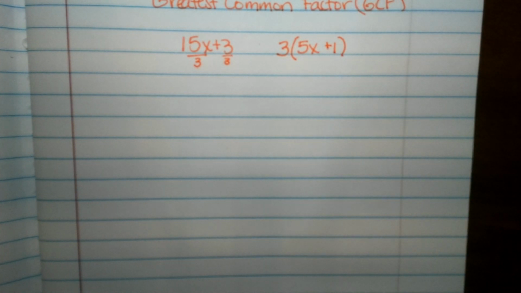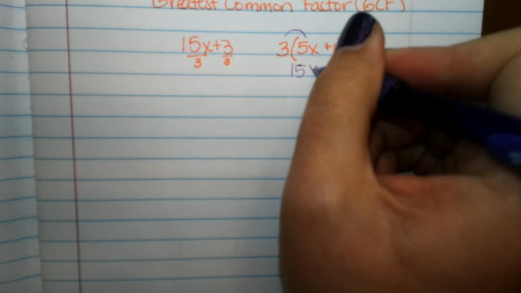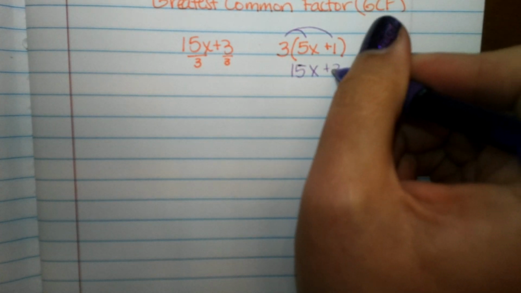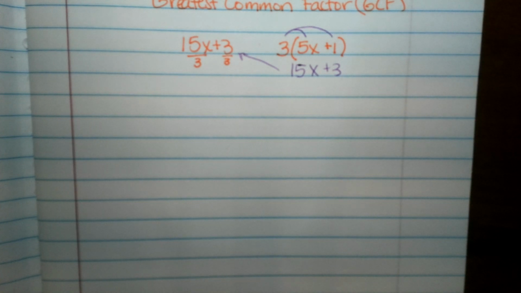Now, double check your work. This is super, super easy. There's no reason you guys should get any of these wrong. So if I take 3 times 5x, I get 15x. And I take 3 times 1, I get 3. Hey, look at that. It's exactly what I started with. If you get something different, then you've done it wrong. Okay? Now, we're always looking for our biggest number.